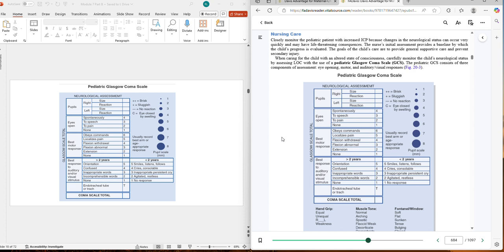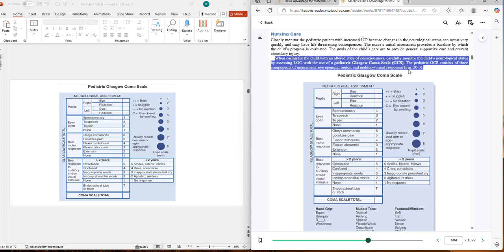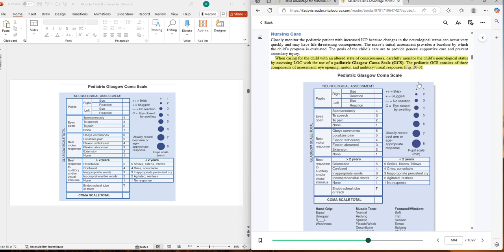It's here as well. So how do you determine what state of unconsciousness they're in? We use this pediatric Glasgow Coma Scale. Okay. And you need to know this, what does it consist of, okay? And it talks about it right here, so another wink and lollipop. So 3 things. It consists of eye opening, motor, and auditory or visual responses. So the eyes, the motor, and then the auditory and visual. So you need to know those things, wink and lollipop, okay?